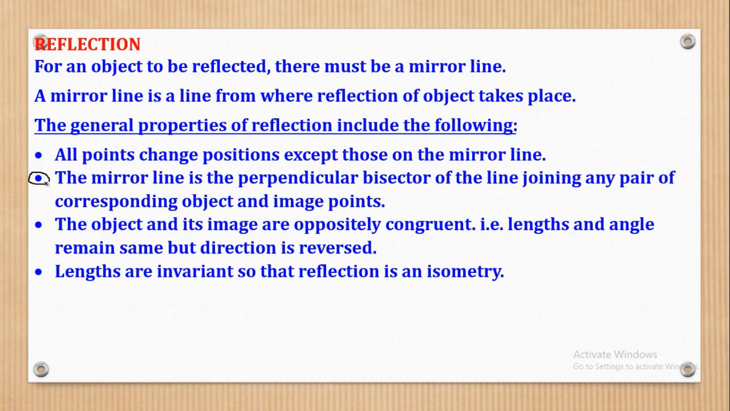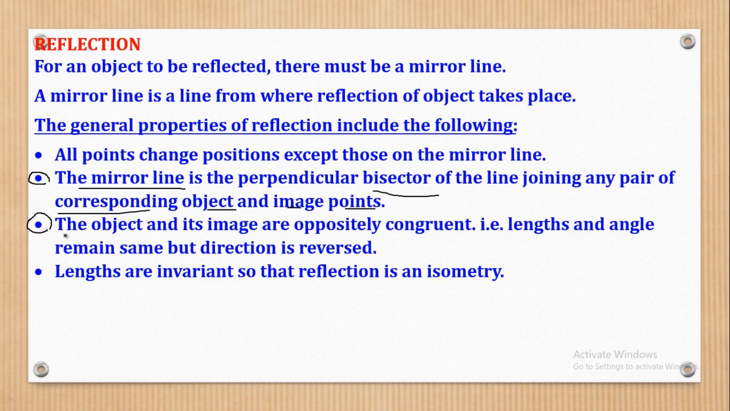Property number 2 says the mirror line is the perpendicular bisector of the line joining any pair of corresponding object and image points. Sometimes they can give you the object and the image and tell you to get the mirror line, so remember that you have to get a perpendicular bisector. We shall also see that in the worked examples.